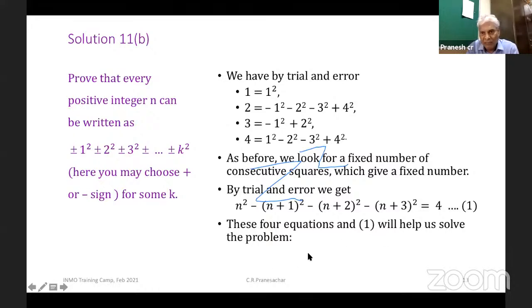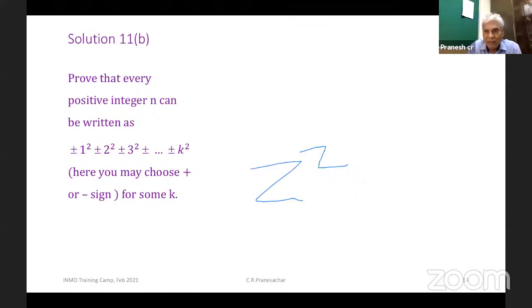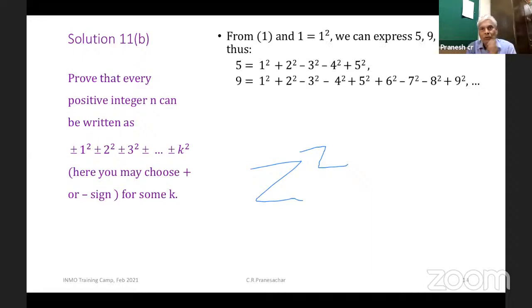So already somebody has found out. How does it help solve the problem? You use the 1 equal to 1 squared to get the next number 5 and next number 9, etc. 1, 5, 9, 13 in arithmetic progression. So how do you get 5? 1 squared is 1, and the next 4 numbers will give you 4 because these are 4 consecutive squares with plus, minus, minus, plus sign. So this will give 4. So 1 plus 4 is 5.